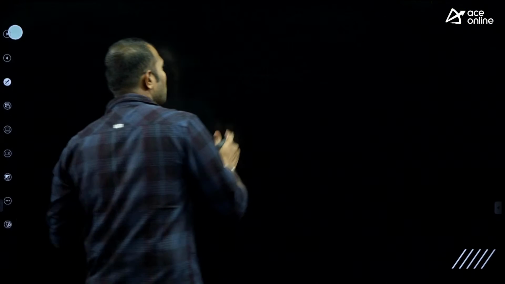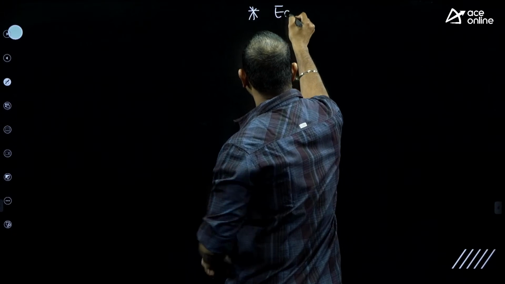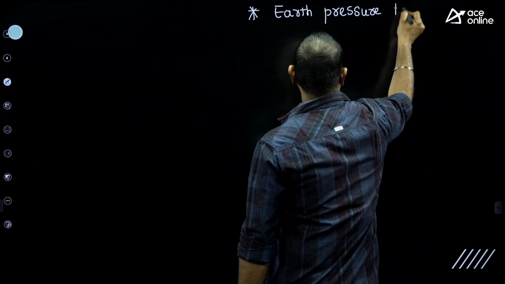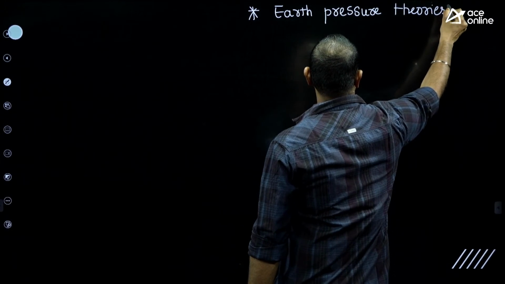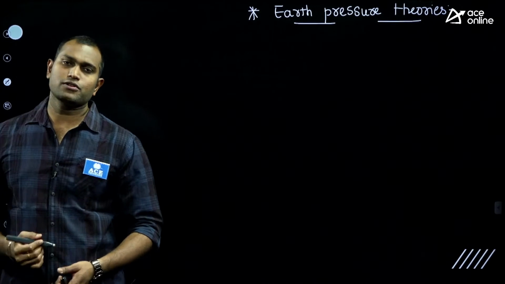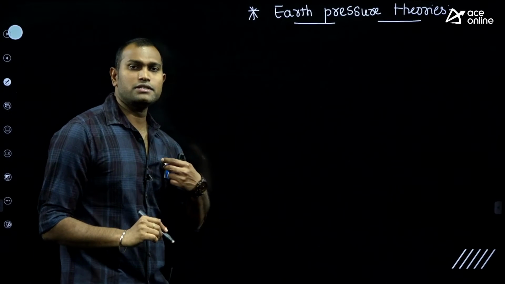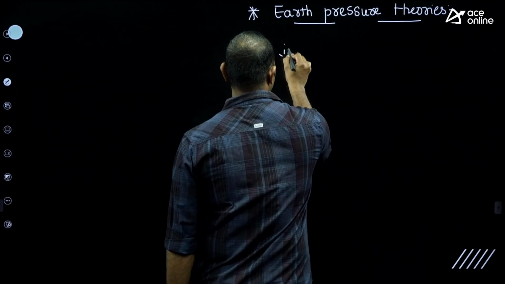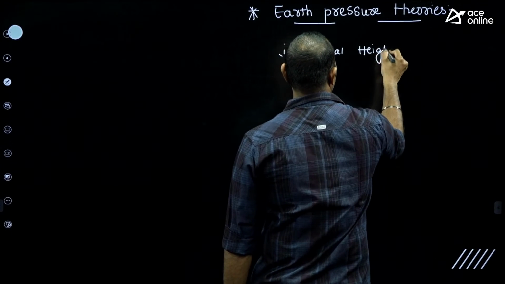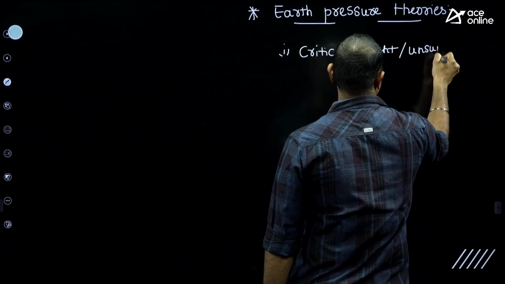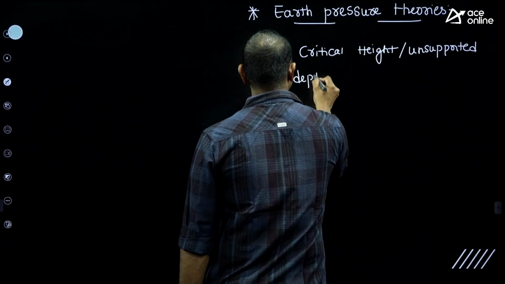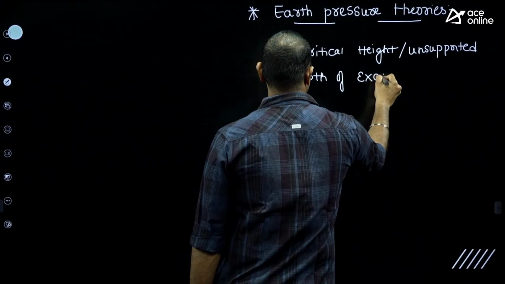And then we discussed the earth pressure theories. In the case of the earth pressure theory, the type of questions one can expect in recent times is, first, critical height or unsupported depth of excavation. This is one of the questions that is frequently asked. Unsupported depth of excavation.